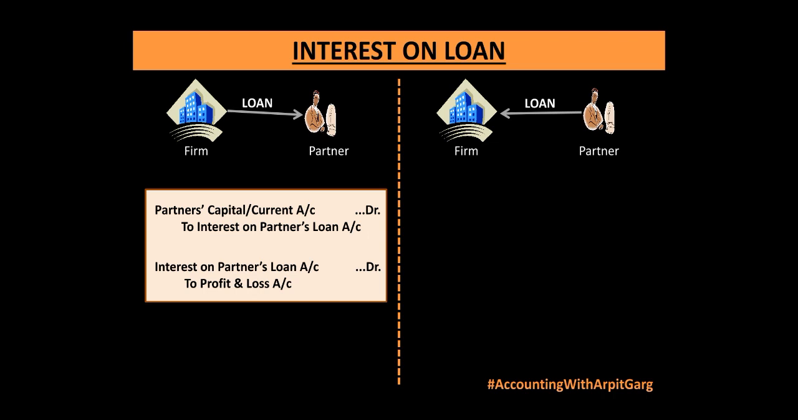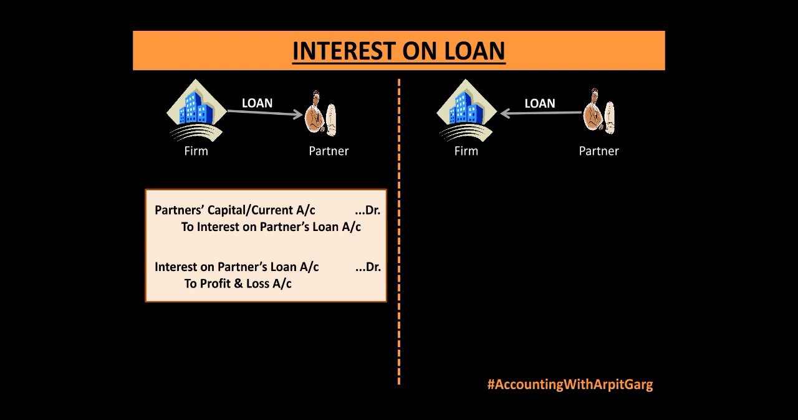Confused? See, partner's capital or current account, because partners have already given us some amount in the form of capital. So it is not appropriate to ask for more money again and again. So it is adjusted through capital or current account. And yes, we will study the concept of current account thoroughly in our next class. Then pass the closing entry, that is, interest on partner's loan account debit to profit and loss account.